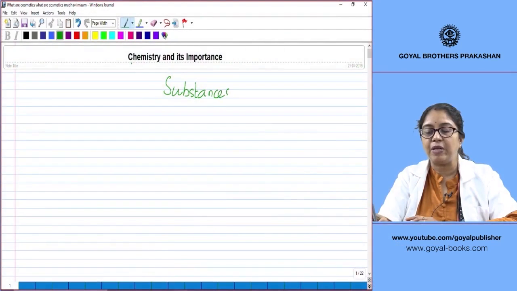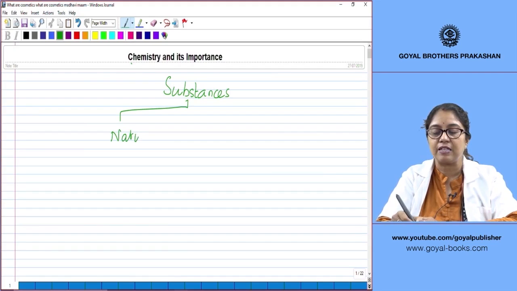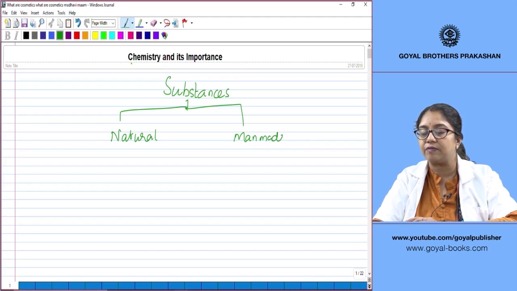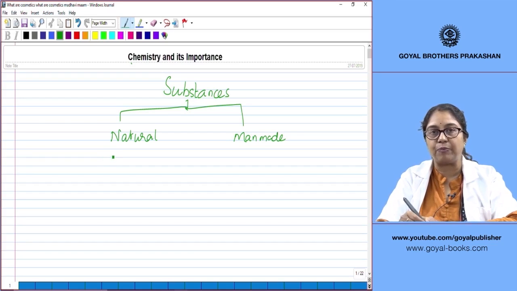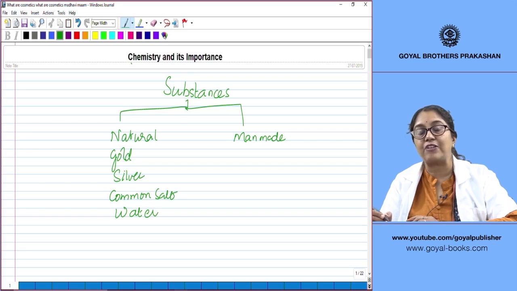Now, these substances can be classified depending upon their source into two major branches: natural substances and man-made substances. Natural substances are those which are found in nature. These could be, for example, minerals like gold, silver, common salt, and water. These are examples of some of the natural substances.